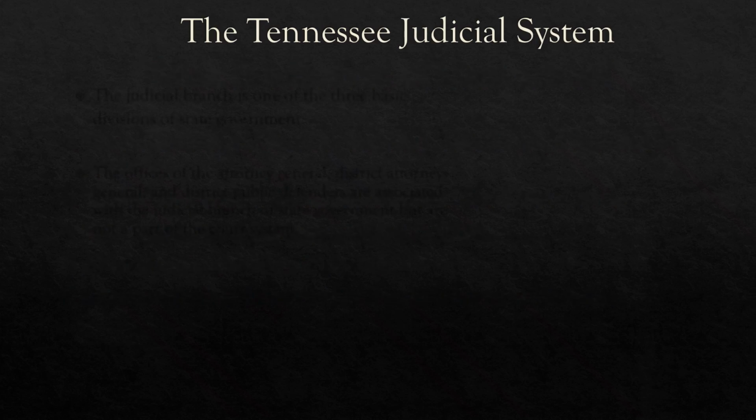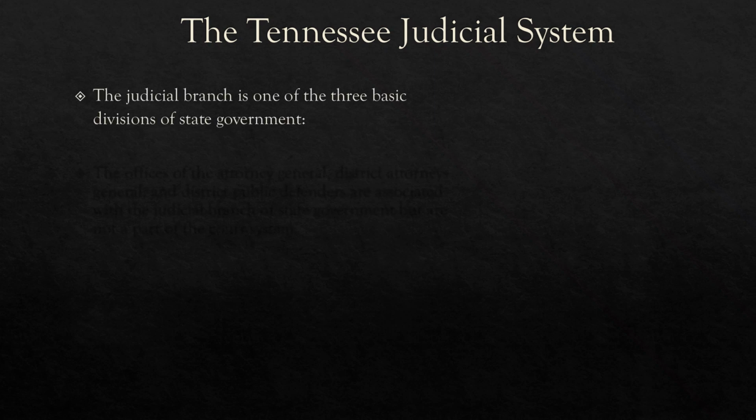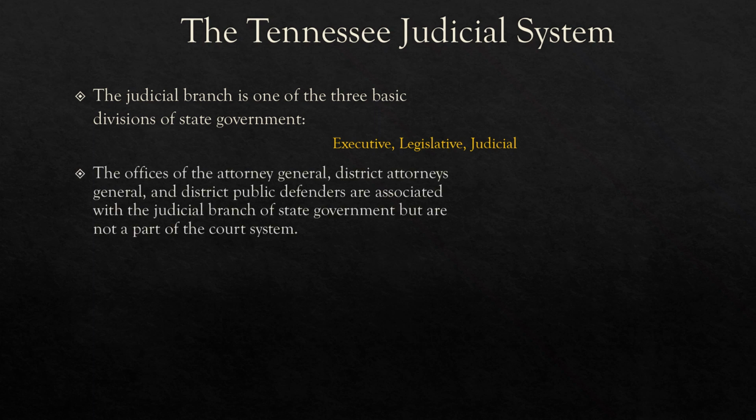So the Tennessee judicial system, as you know, is one of the three branches of government. You have the executive, the legislative, and the judicial. There is an office of the attorney general, a district attorney general, and the district public defenders. Those are associated with the judicial branch, but they are not part of the court system. They work within it. They're collaborative parts of it, but not a specific part of the court system. The reason is that they are opposing: one is accusing someone, the other is defending that someone.